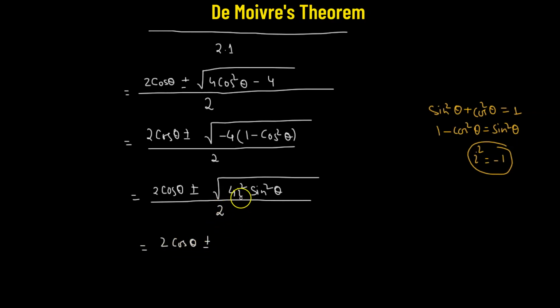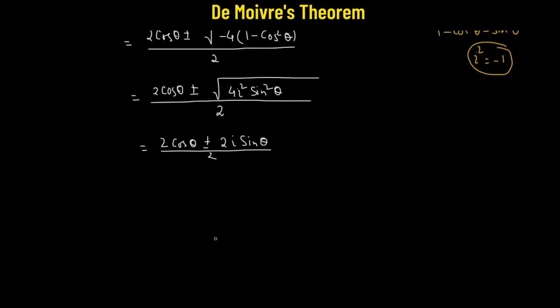So the square root of 4i squared sine squared theta will be 2i sine theta, divided by 2. So we can factor out 2 from both the numerator and the denominator, which leaves us with cosine of theta plus or minus iota times sine theta. So this is the value of x.